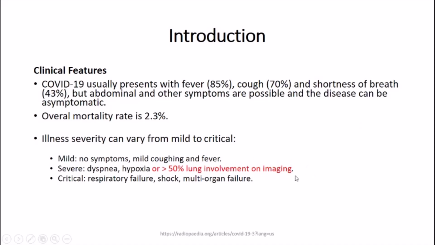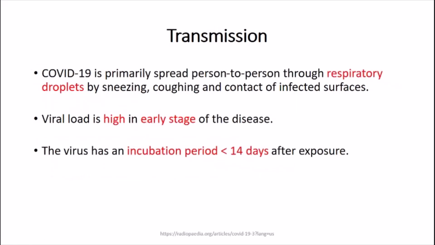In this presentation today, we will show how to calculate the lung involvement in something called the CT scan score. Okay, the critical cases will unfortunately have respiratory failure, shock, or multi-organ failure. The transmission of COVID-19 is primarily spread person to person through respiratory droplets by sneezing, coughing, and contact of infected surfaces. The viral load is high in the early stage of the disease, and the virus has an incubation period of less than 14 days after exposure.